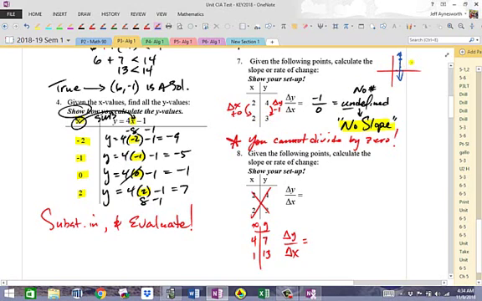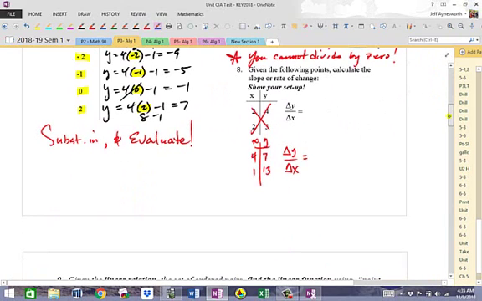Vertical lines don't have slope. Vertical lines do not have slope. Only hills do. Vertical lines are like cliffs. Cliffs don't have slope. So the correct response is no slope. I've already said that 3 times.